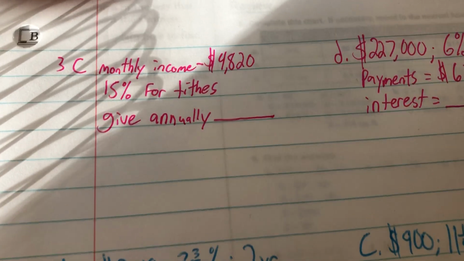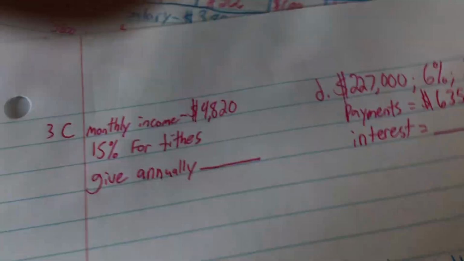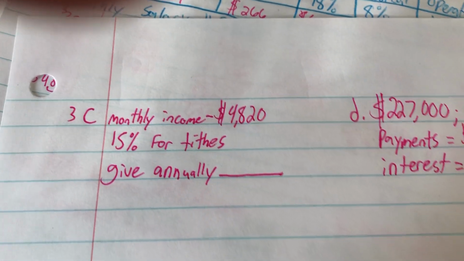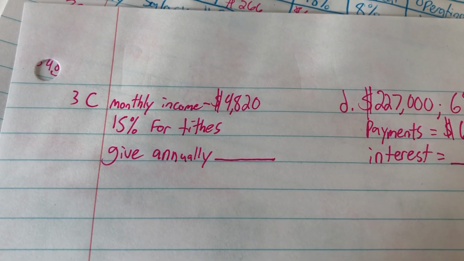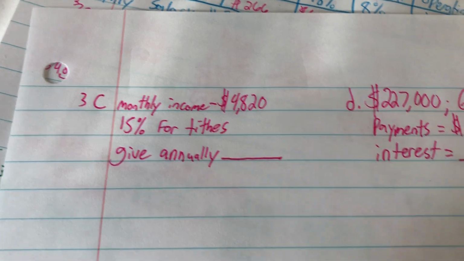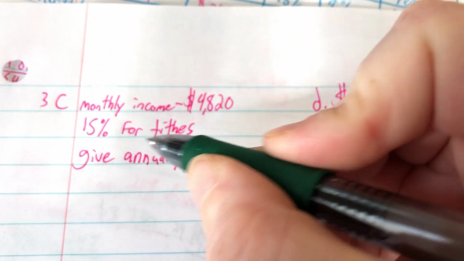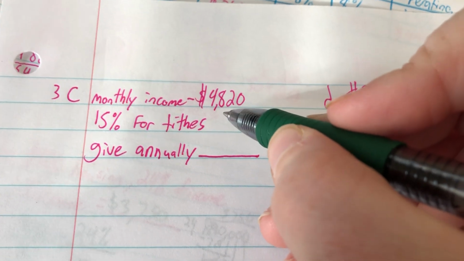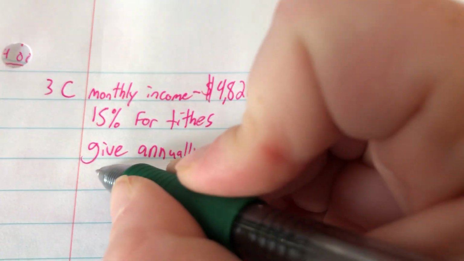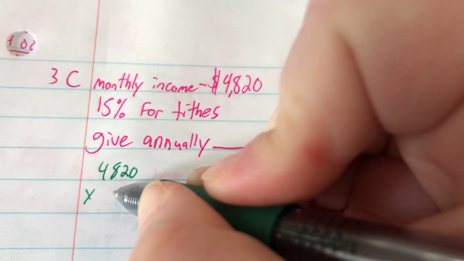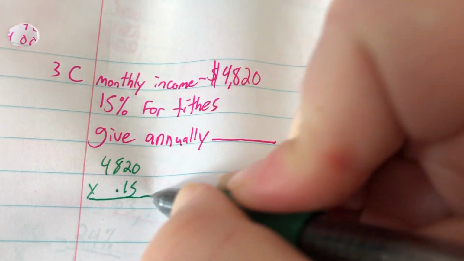Okay. And then on C, they have a monthly income of $4,820. They pay 15% for tithes, and they want to know how much that person gives for tithes annually. So first, we figure out how much they give per month, and then we multiply that by 12. So 4,820 times 15%, so times 0.15.